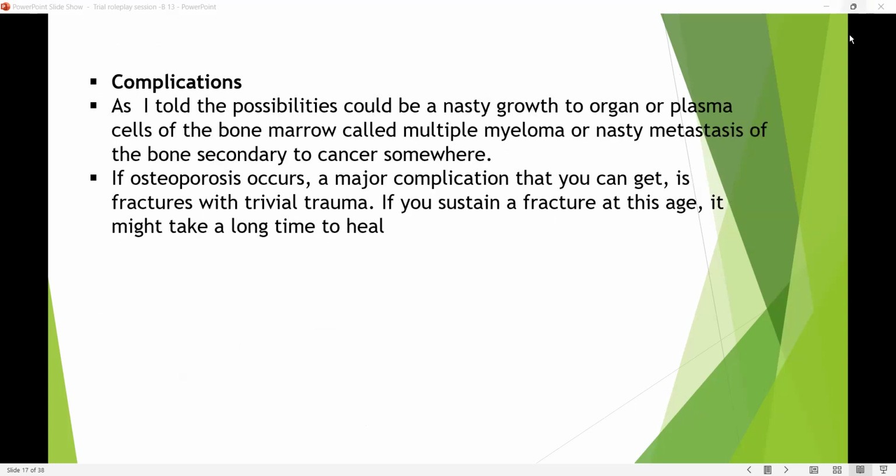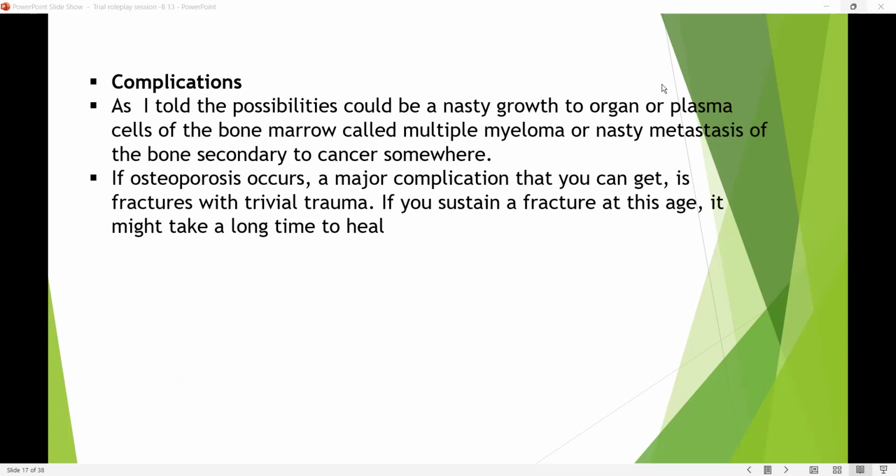So, what could be the complication? As I told, the possibility could be nasty growth to organ or any plasma cell of the bone marrow. We call it multiple myeloma, or nasty metastasis of the bone secondary to cancer anywhere.